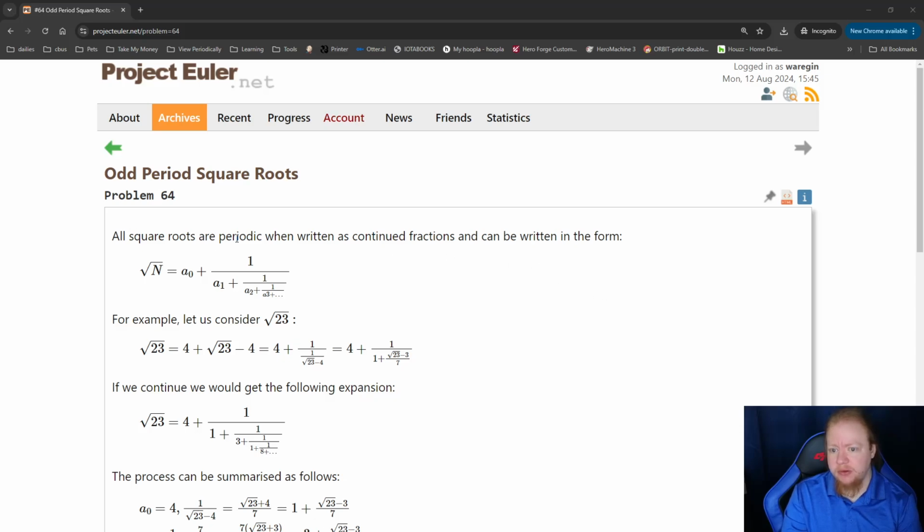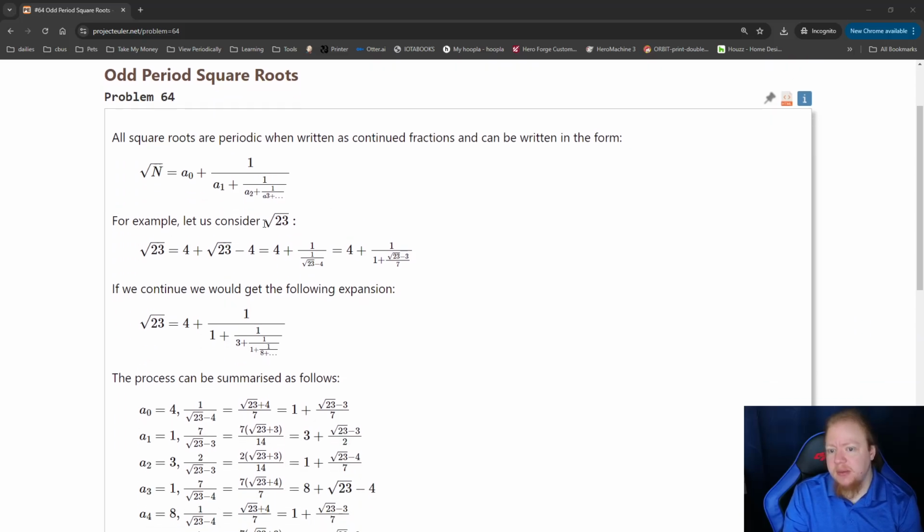All square roots are periodic when written as continued fractions and can be written in the form square root of n equals a of 0 plus 1 over a of 1 plus 1 over etc. For example, let us continue the square root of 23. Square root of 23 equals 4 plus the square root of 23 minus 4, which is equal to 4 plus 1 over square root of 23 minus 4, which is equal to 4 plus 1 over 1 plus square root of 23 minus 3 over 7.